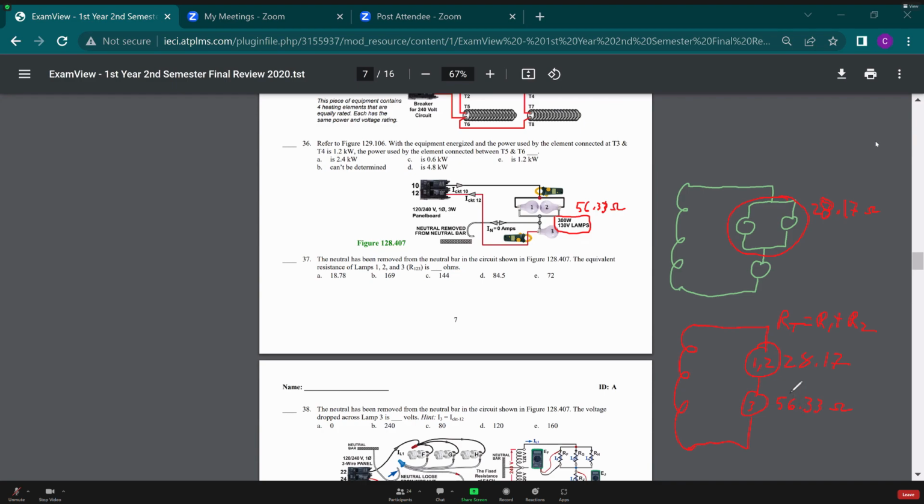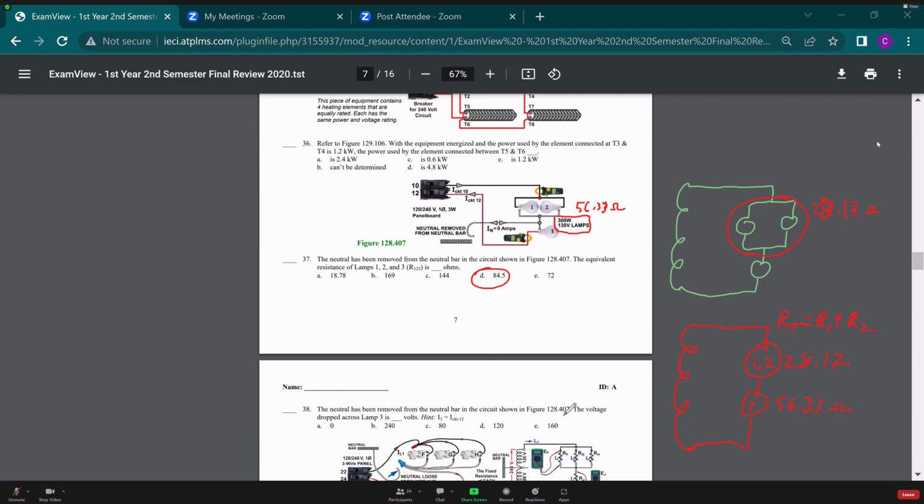What did you guys get for your total? Yep, 84.5. That's exactly what I got. Yeah, that's a little shy, but 84.5 is the roundup. Beautiful. Now, if we take a look at 38, 38 is also referring to this figure.